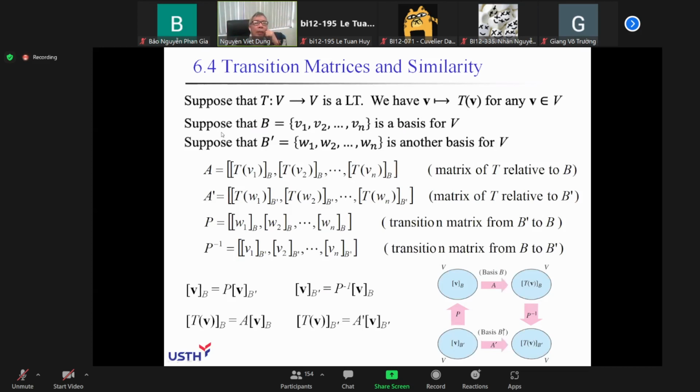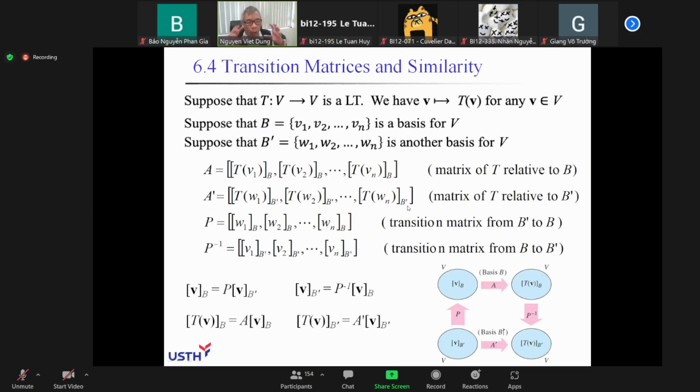Now suppose that we have two different bases B and B prime on the space V, where B is V1, V2, up to Vn, and B prime is W1, W2, up to Wn. That is, two different bases for V. Suppose that the matrix of T relative to B is denoted by A. It is defined like that. And the matrix of T relative to B prime is defined by that formula.